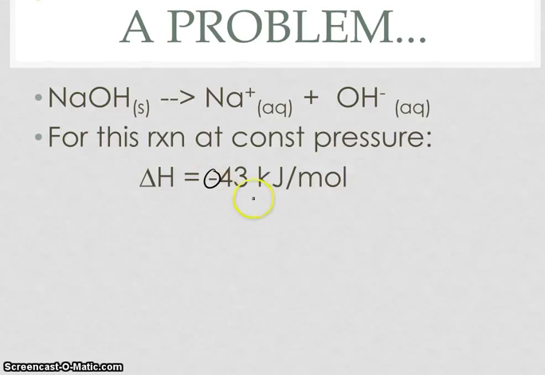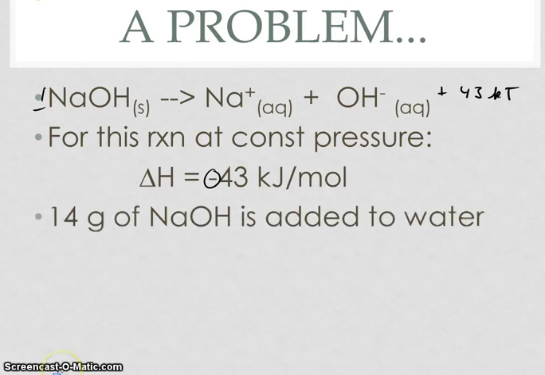We could actually take this number and plug it into our equation by adding it on this side of the equation. So for every mole of sodium hydroxide that dissolves, 43 kilojoules of energy are going to be released. So let's say we take 14 grams of sodium hydroxide and we add it to water, and we want to find out how much total energy is going to be released. Well, it's a stoichiometry problem. For every 1 mole of sodium hydroxide, 43 kilojoules of energy.